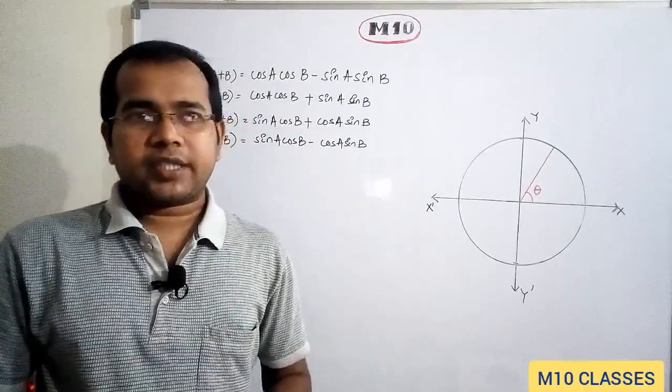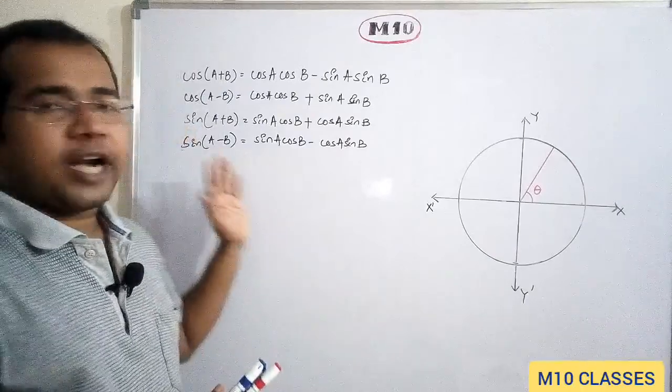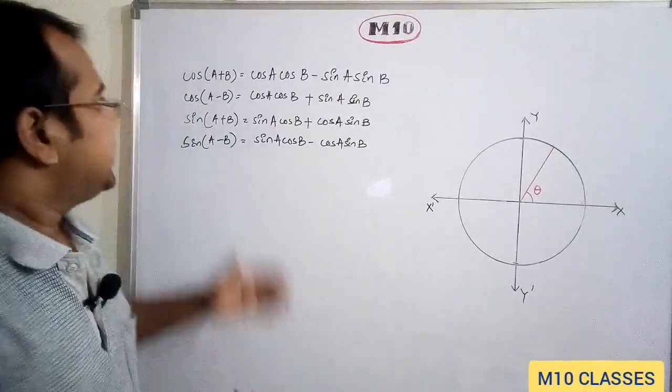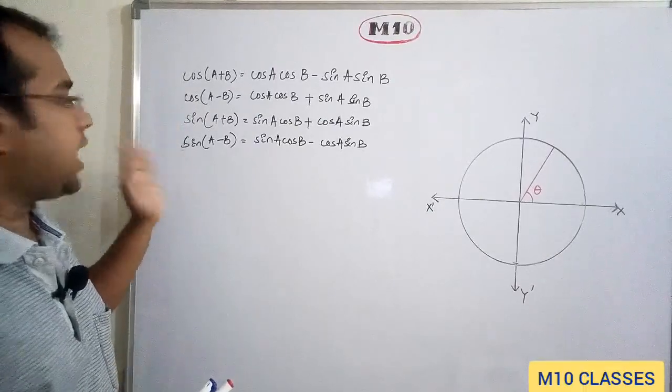Today we are going to discuss some of the identities and their proof. There are four identities that we are going to prove today. These are cos A plus B, cos A minus B, sin A plus B and sin A minus B.